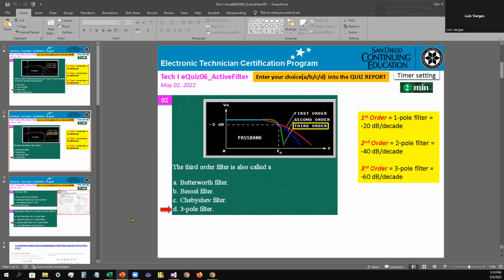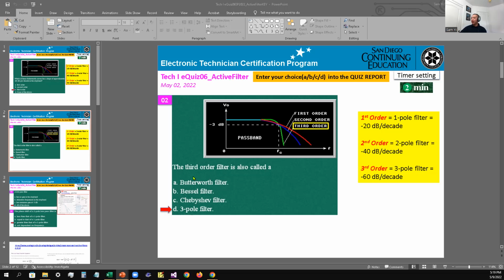Hi, Sam, it's me, Luis. I've got a question. I thought it would be C. Why is it C? Turn on your microphone. Yeah, so you've got a first order, second order, third order, according to this picture right here. Got it, I see it. And so that's what it is. The third order represents a 3-pole filter.